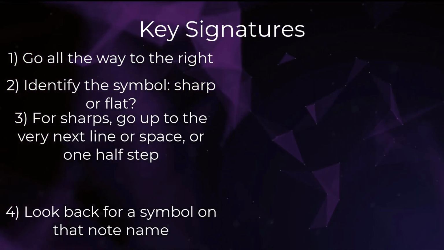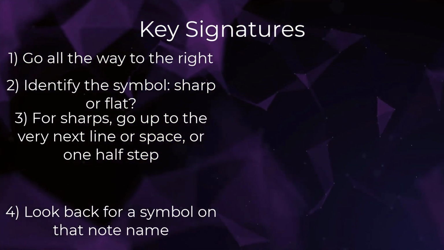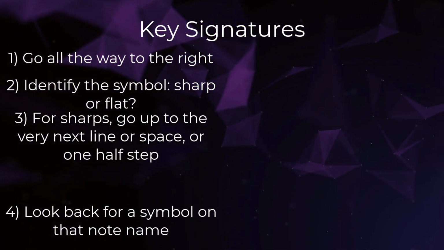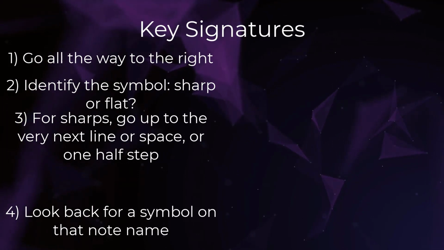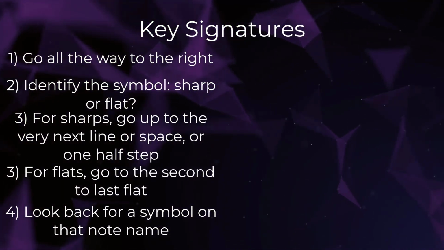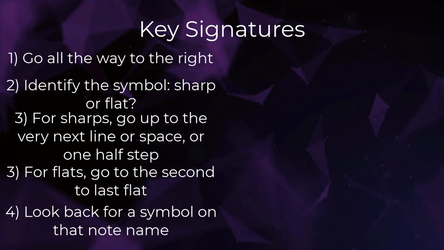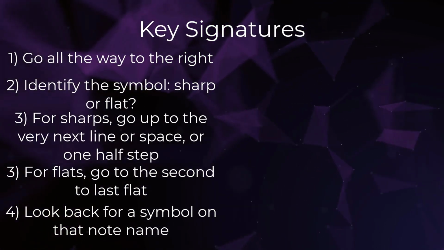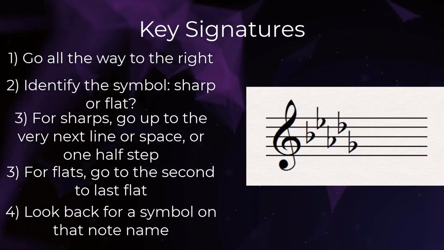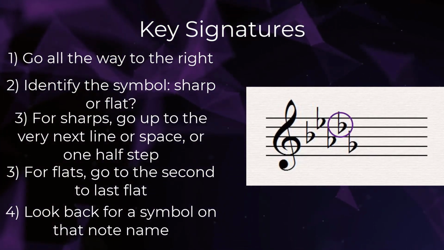Done. Simple as that. For flats, follow the same steps 1 through 3. So we go all the way to the right, we determine these are flat symbols that we're looking at, and now is where we get a little bit tricky. For all key signatures with more than 1 flat, find the second to last flat. If there is only 1 flat, best to just memorize that one as F major. In this case, with 5 flats, that is here. Draw your notehead.